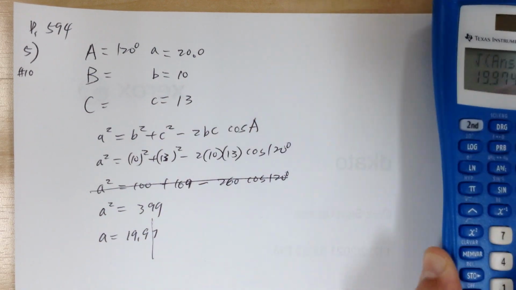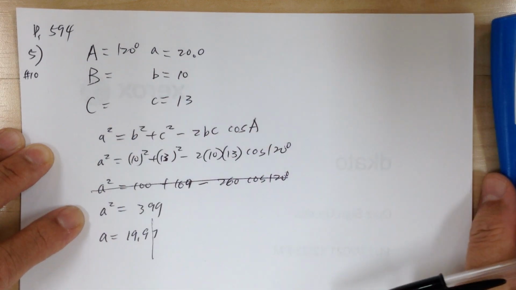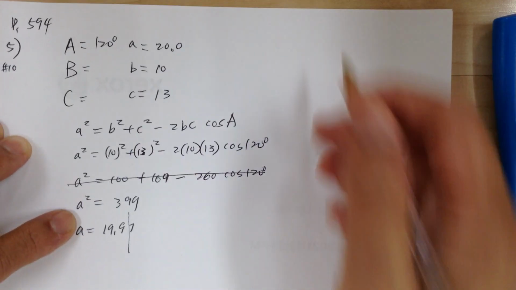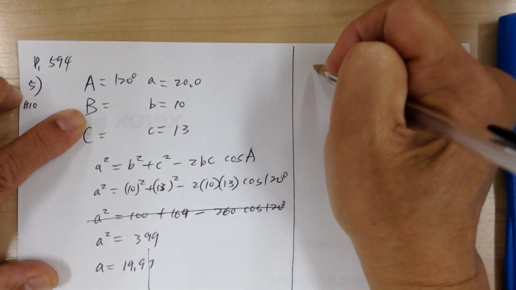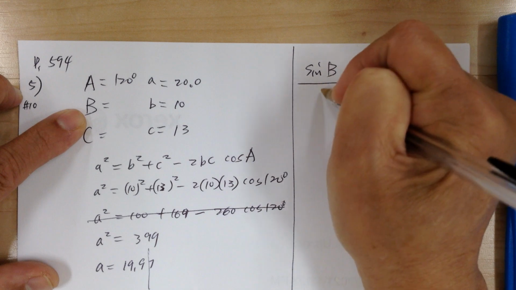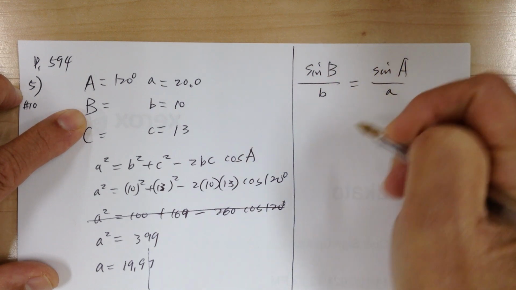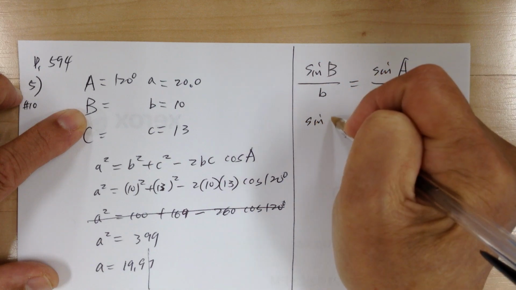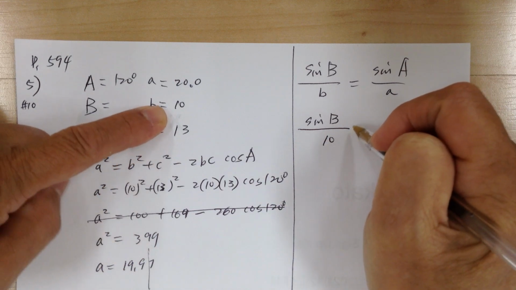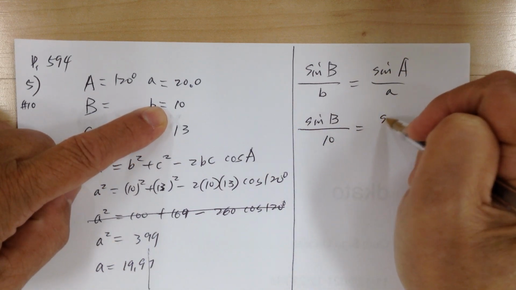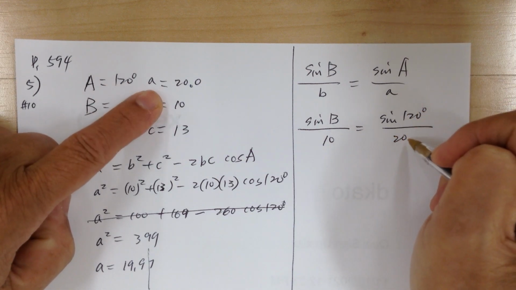Okay, so now I've got two of the same letters, so now I can use the law of sine. I'm going to look for B. So sine B over b equals sine A over a. Let's substitute the numbers in. So sine B over b, which is 10, equals sine A, which is 120 degrees, over 20.